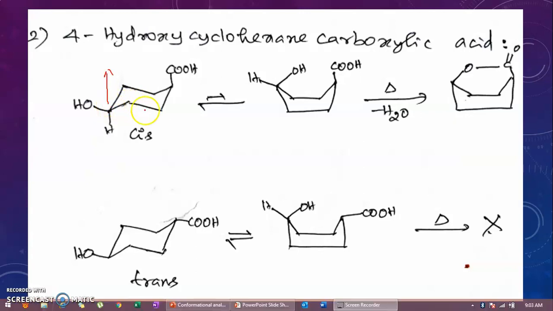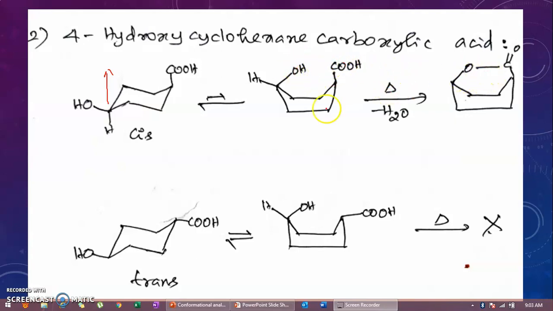So when the chair form becomes the boat form, that is, when this carbon goes up, this hydroxy group goes nearer to the acid group. So now the proximity of the acid group and the OH group is very close. It's very small. So on heating, they form lactone readily.